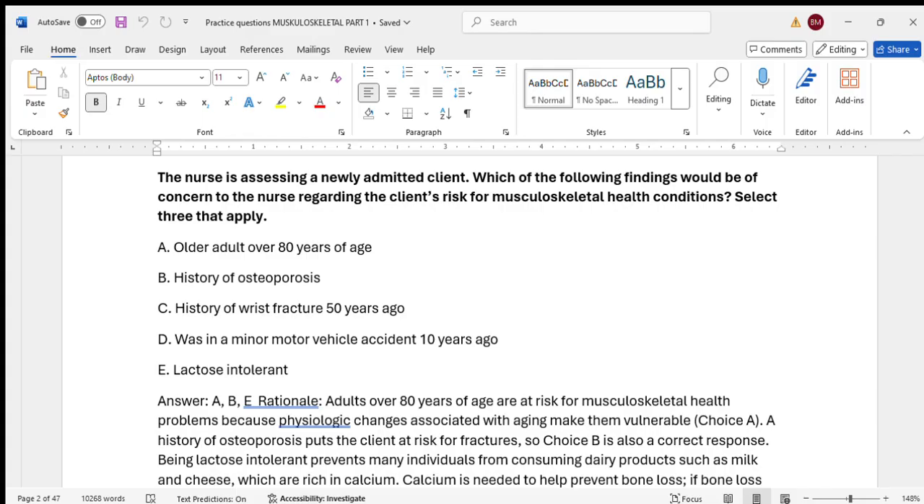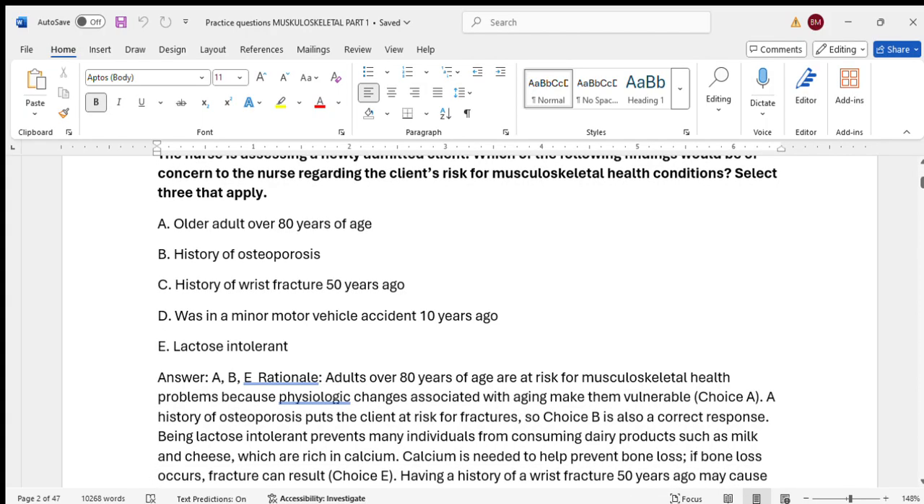Select 3 that apply. So A, older adult over 80 years of age. B, history of osteoporosis. C, history of wrist fracture 50 years ago. 50 years ago, okay. D, was in a minor motor vehicle accident 10 years ago. Or E, is lactose intolerant. So which finding would be the concern to the nurse regarding the client's risk for musculoskeletal? So A, older adult over 80 years of age, yes, is very fragile. Now B, history of osteoporosis, right, is very important.